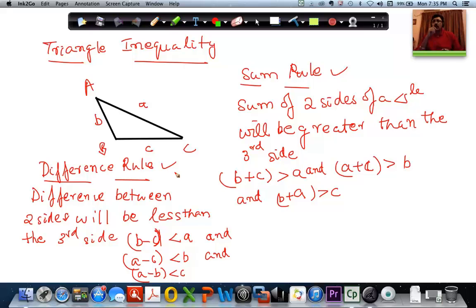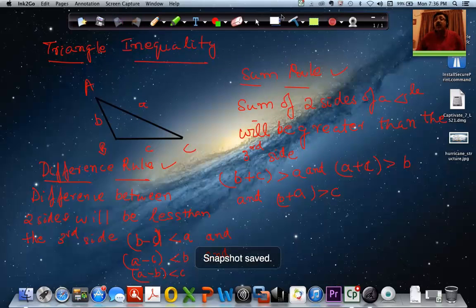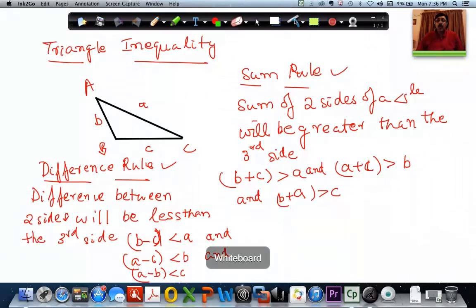Okay, now this is basically the rule of triangle inequality. Let us just try out a few problems where we can use this triangle inequality and solve some of the problems. I hope you understood the two rules, the sum rule and the difference rule, and we are going to use these two rules to solve some problems.